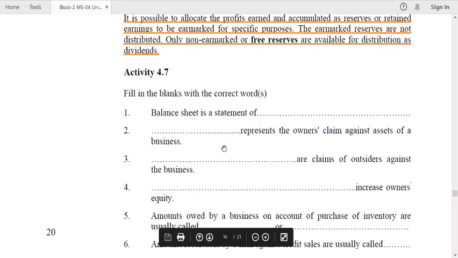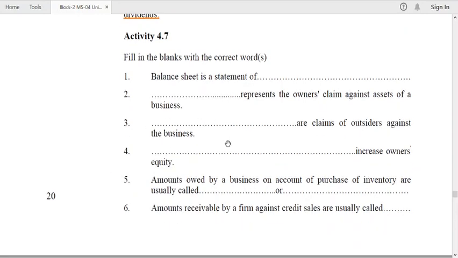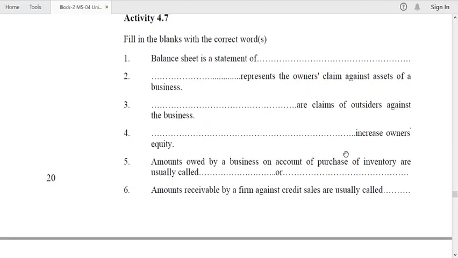Balance sheet is a statement of assets, liabilities, and owner's equity. Dash represents the owner's claim against assets of a business. That is owner's equity or net worth. Dash are the claims of outsiders against the business. Liabilities. Liabilities are the claims of outsiders against the business. Dash increase owner's equity. Profits.